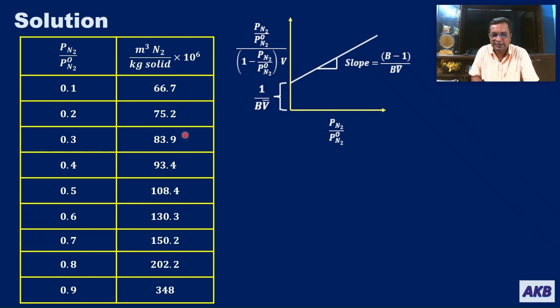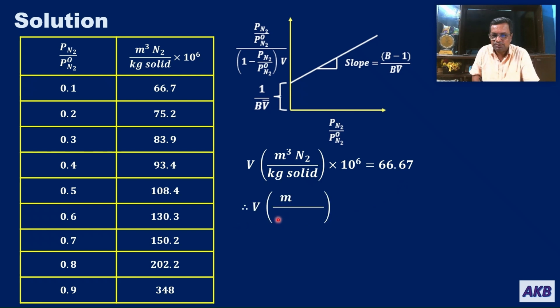Now let us understand how to use the values given in the second column. So these are values for V, that is meter cube of nitrogen per kg of solid into 10 to the power 6. So for the first reading, the value of this entire term is 66.67, which means V, that is meter cube of nitrogen per kg of solid, is 66.67 into 10 to the power minus 6. So in this way, all values will have to be multiplied with 10 to the power minus 6 in order to get V.